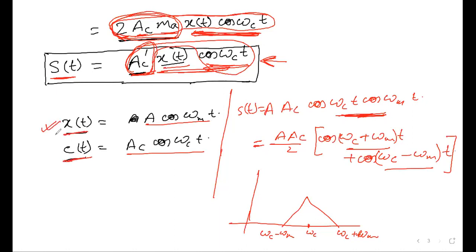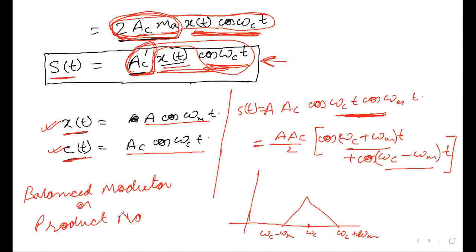So product modulator, balanced modulator, or product modulator. Why product modulator? Because it is just generating the product of this x(t) and c(t). So in this way, we have generated the double sideband suppressed carrier signal.